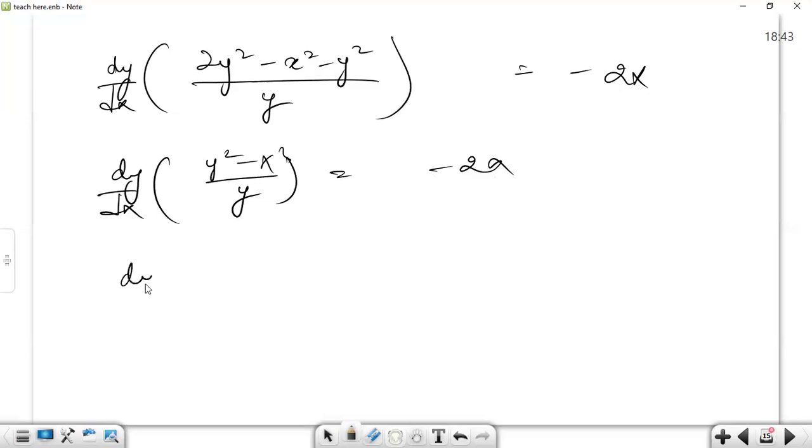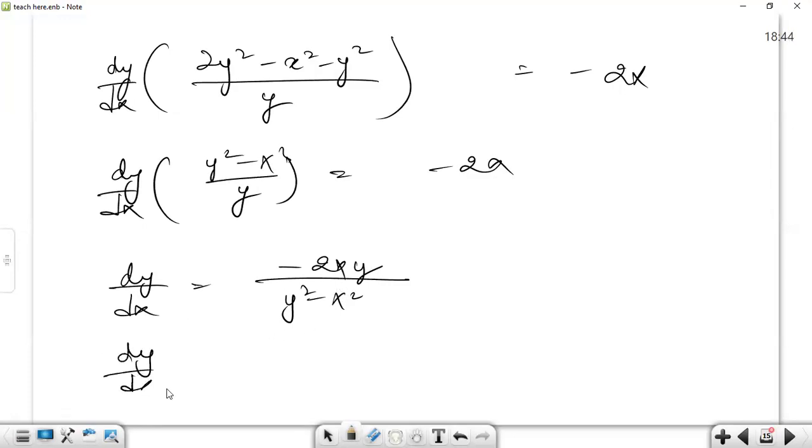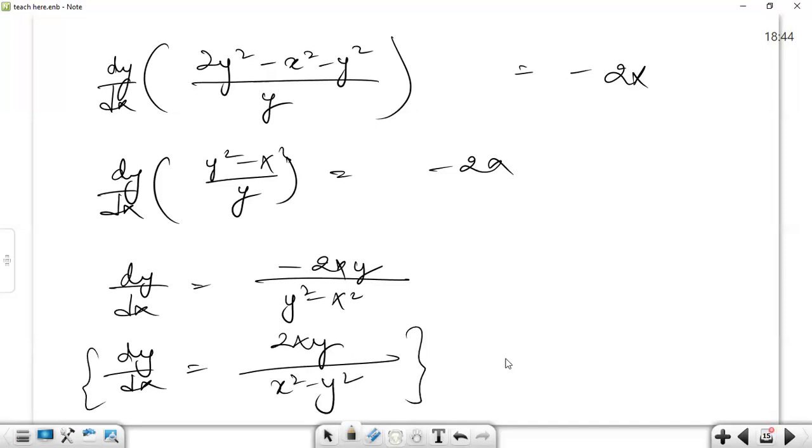So by cross multiplication, y goes to the numerator. So dy by dx will become, multiplying the negative sign on both numerator and denominator, 2xy upon x square minus y square. So this is the differential equation of the family of circles touching the x-axis at the origin.